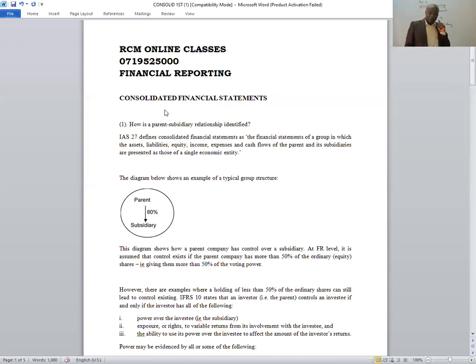So the first thing that you need to know is number 1: how is a parent-subsidiary relationship identified? You're told here that IAS 27, International Accounting Standard 27, defines consolidated financial statements as the financial statements of a group in which the assets, liabilities, equity, income, expenses, and cash flows of the parent and its subsidiaries are presented as those of a single economic entity.